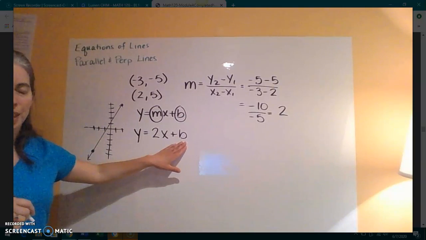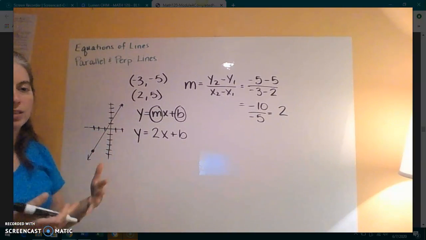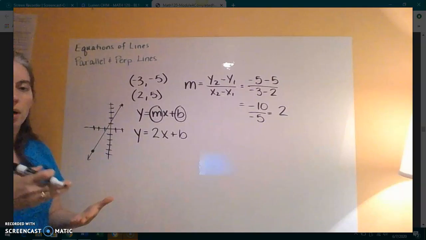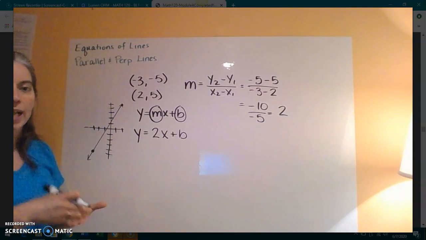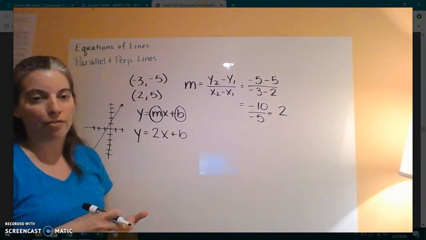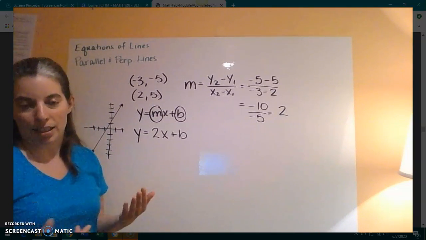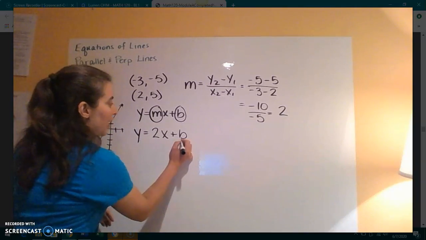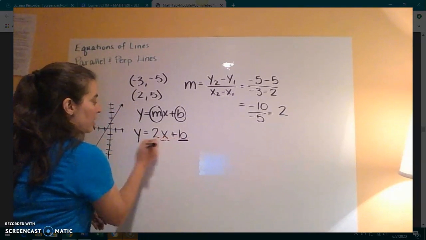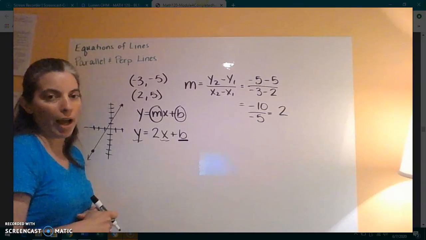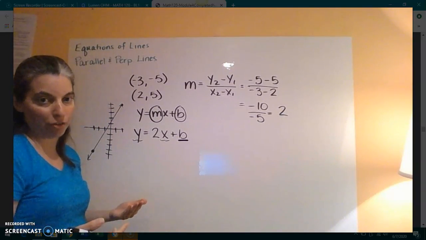Now I need to find b. Well, in general, if I'm trying to solve an equation for a certain variable, I can do that if that variable is the only thing I don't know. If I have one unknown, then I can solve. So I want to solve for b. That means if I could substitute something in for x and y, I would be able to solve for b.